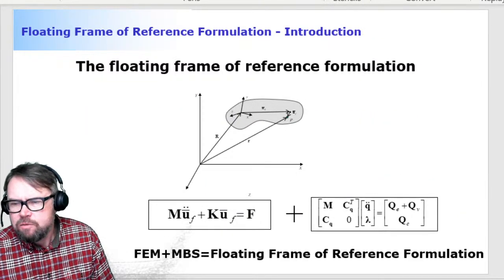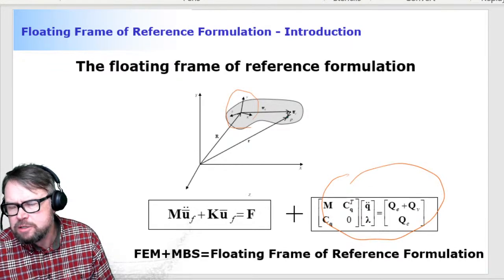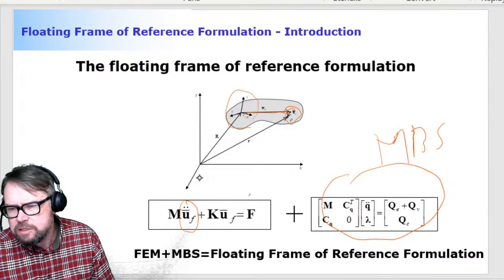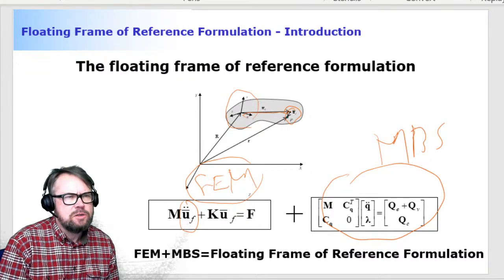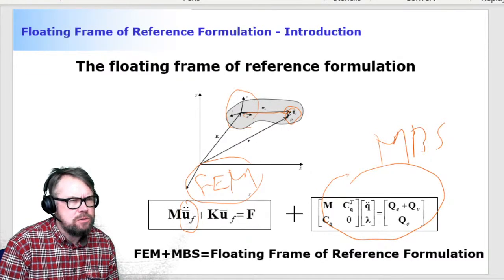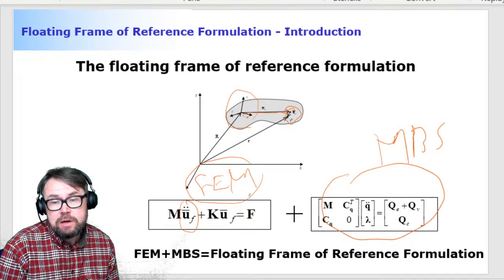So we have the reference coordinate motion, this guy here, which is described by using multibody system dynamics. And then we have the deformation vector U-bar here, which is described by using finite element modeling. And because the finite element models are initially typically way too big to be used in a time integration scheme, we're going to reduce their size. And that's going to happen with the help of model reduction.